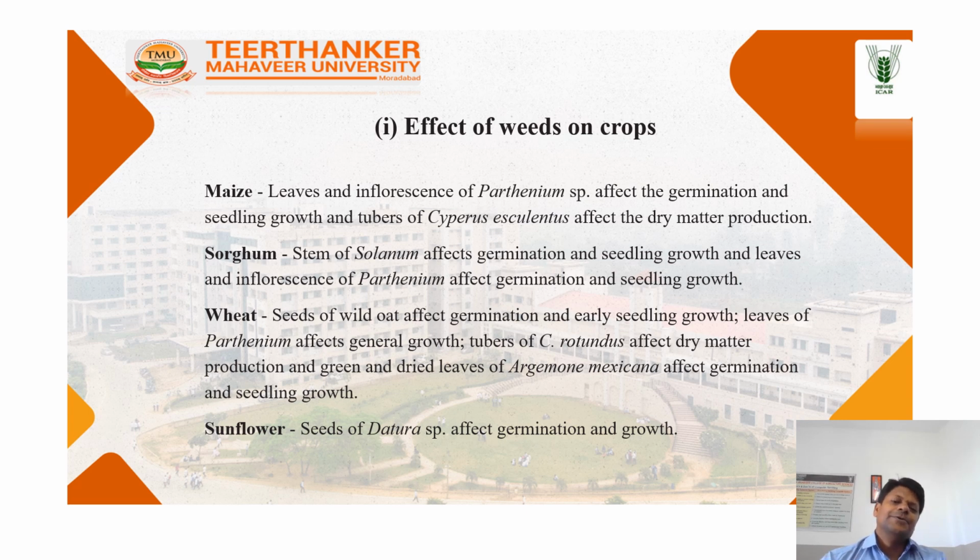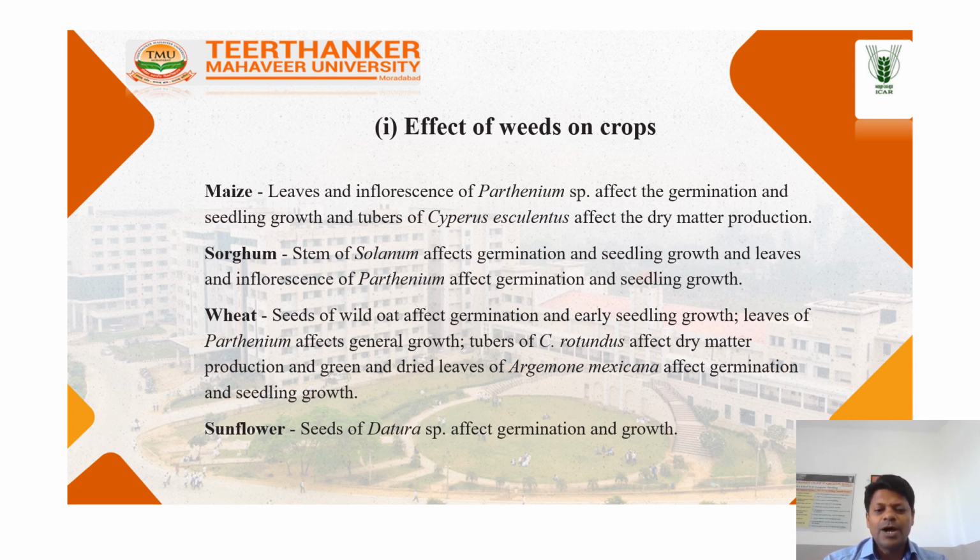Here is the effect of weeds on the crop. In maize, leaf and inflorescence of Parthenium species affect germination and seedling growth, and tuber of Cyperus esculentus affects dry matter production. In sorghum, stem of sorghum affects germination and seedling growth, and leaf and inflorescence of Parthenium affect germination and seedling growth.